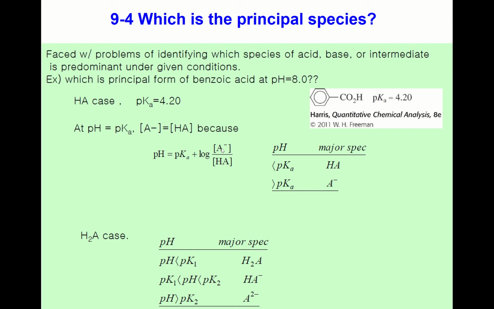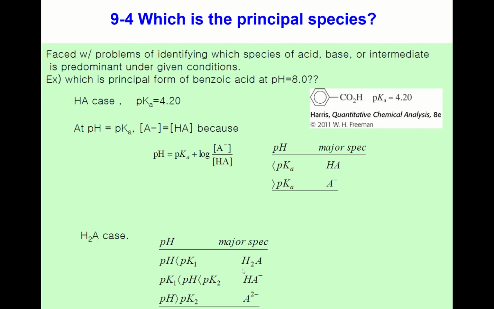But if pH is less than pKa, then which one is the principal species? This one. HA concentration is higher than A minus, so the major species is HA. Likewise, when pH is greater than pKa, the major species is A minus. This is the monoprotic acid case. And what about the diprotic acid case?